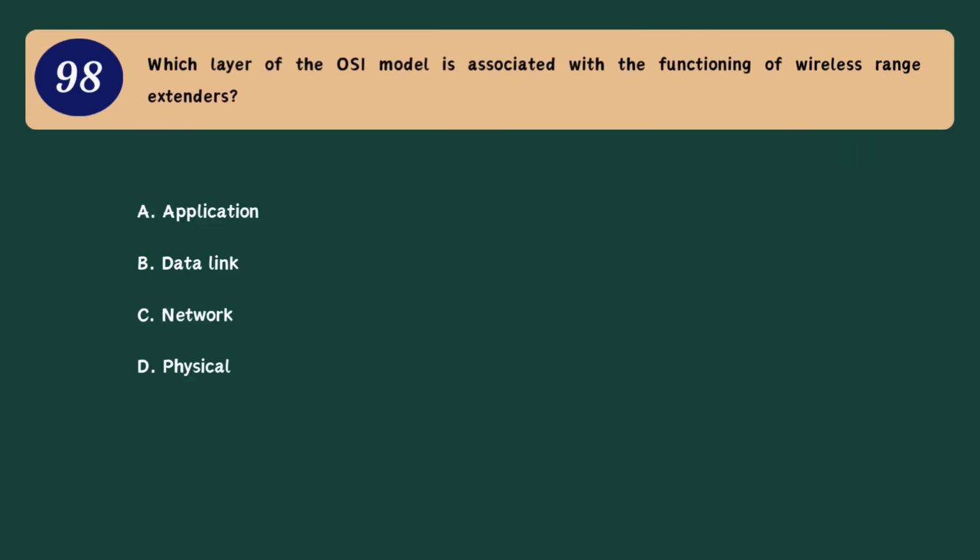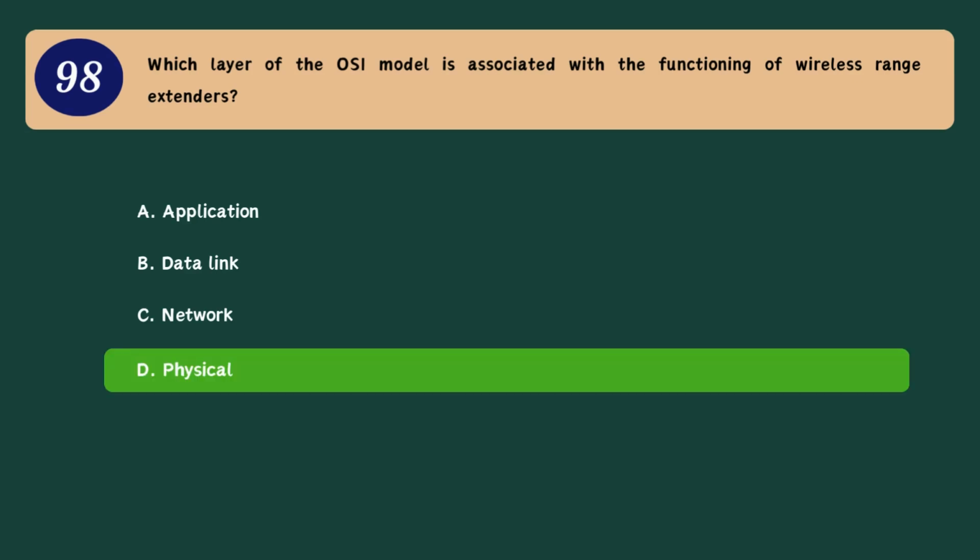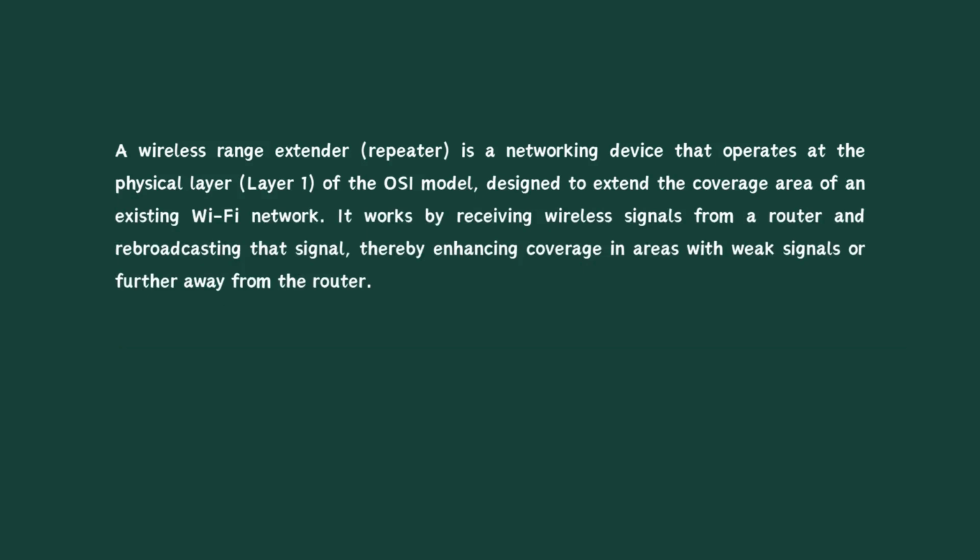Question 98. Which layer of the OSI model is associated with the functioning of wireless range extenders? A. Application. B. Data link. C. Network. D. Physical. Correct answer. D. Physical.